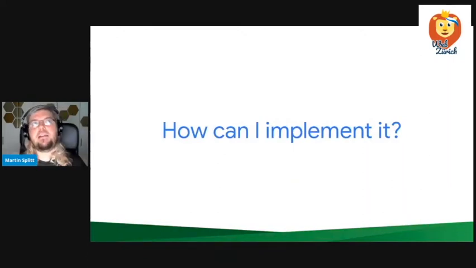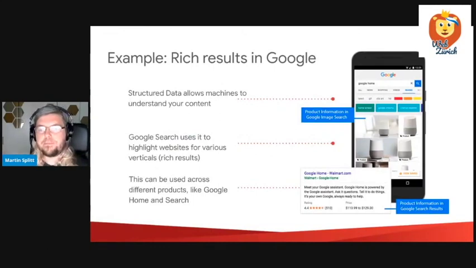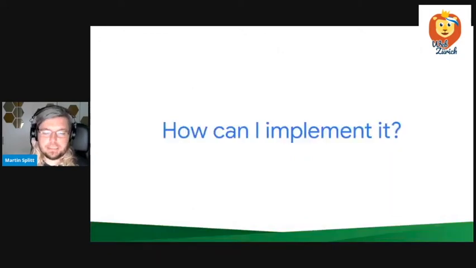Cool. Okay, so I definitely want these nice results. I mean, look at it. There's stars on it. There's a price on it. So I can definitely get excited about it and want to click on the thing. So how do I actually implement this?